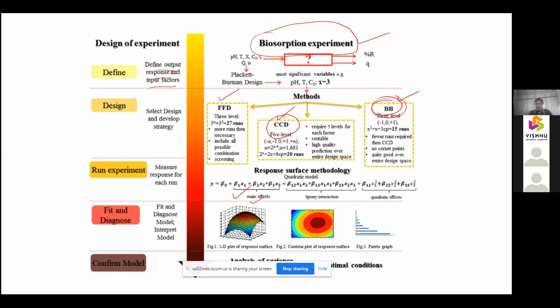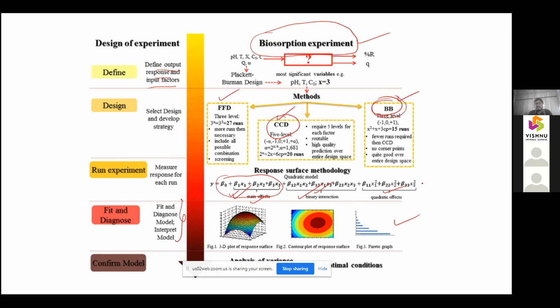These are for main effects, these are for binary interactions, and these are for quadratic effects. So if you see the equation itself, you can say what kind of interaction. I don't have a mathematical background, but those who are a bit aware of that can, by looking at it, say that these are for main effects, binary interactions, and quadratic effects. Once you get this, you need to do diagnostics, and from RSM, as I told you, you'll get some beautiful surface plots, contour plots, Pareto graphs, and all these things. After that, you can confirm.